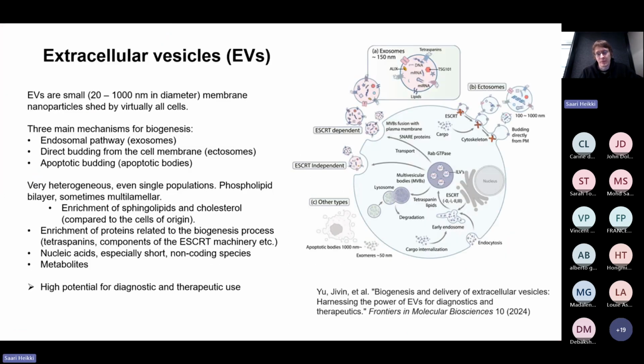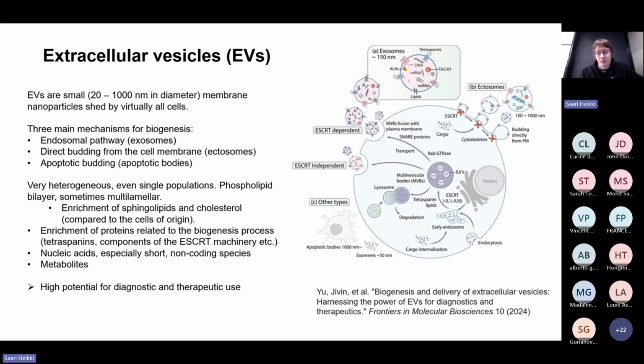If you're not familiar with EVs, I will briefly go through what they are. They're small membrane nanoparticles that virtually all cells secrete into their environment. In this figure, you can see the main three mechanisms for EV biogenesis. There's the endosomal pathway producing so-called exosomes, and then ectosomes that bud directly from the cell membrane. And then when a cell undergoes apoptosis, they break down into apoptotic bodies.